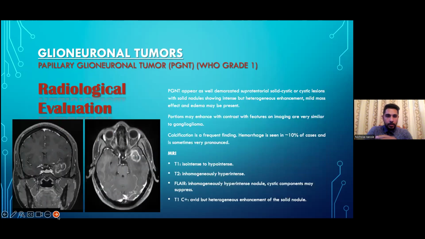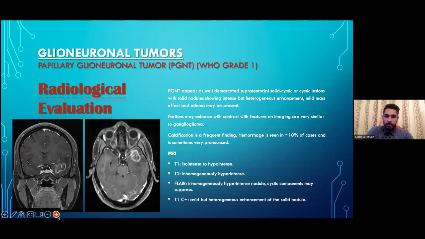In terms of radiological evaluation, they are well demarcated supratentorial solid to cystic or cystic lesions with solid nodules showing intense but heterogeneous enhancement. Mild mass effect and edema may be present. Portions may enhance with contrast, and imaging features are very similar to gangliogliomas. Calcification is a frequent finding. Hemorrhage is usually seen in approximately 10% of cases and is sometimes very pronounced.